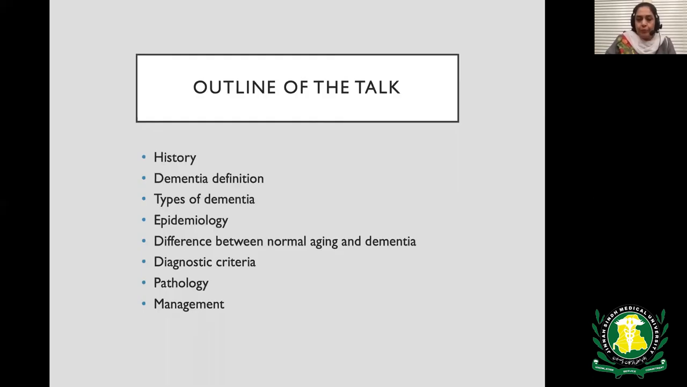So the outline of my talk is I'm going to talk about a little bit of history of dementia, the definition, the different types of dementia, epidemiology, and the difference between normal aging and dementia, its diagnostic criteria, some pathology, and management.